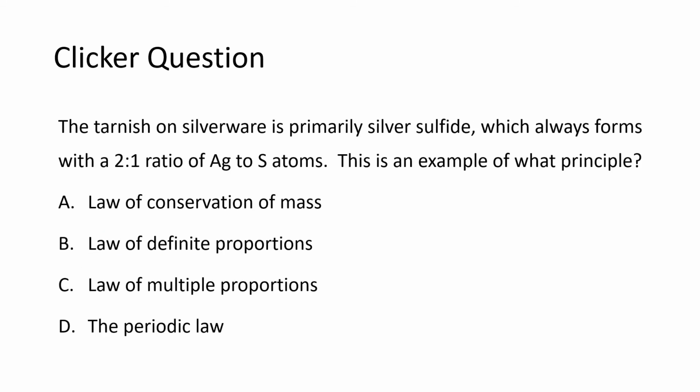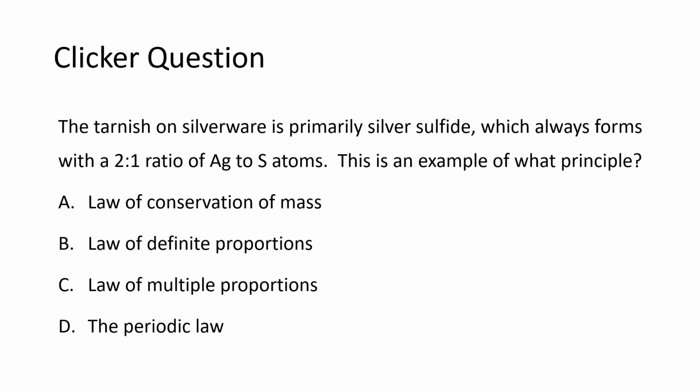And our last question, circling back to the beginning of the chapter, the tarnish on silverware is primarily silver sulfide, which always forms with a 2-to-1 ratio of silver to sulfur atoms. This is an example of what principle? Well, the law of conservation of mass says that the total mass of the reactants has to equal the total mass of the products. We don't create any mass, we don't destroy any mass.